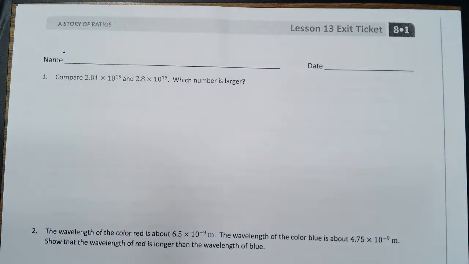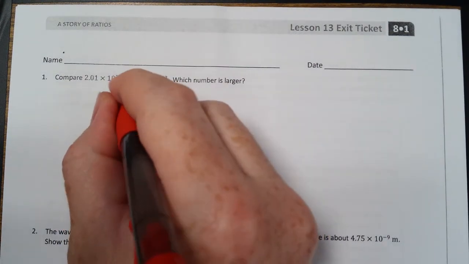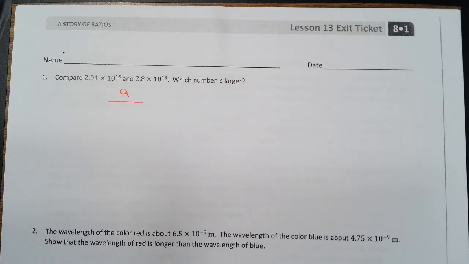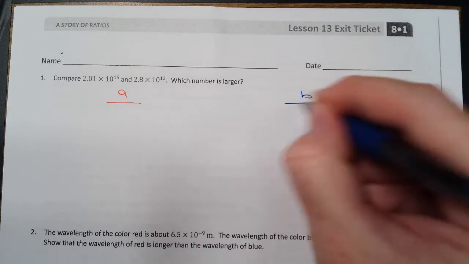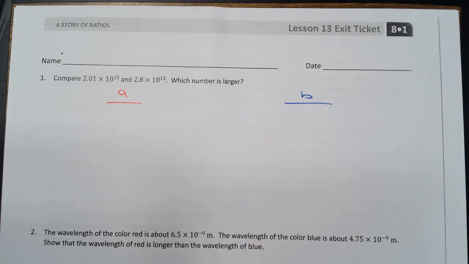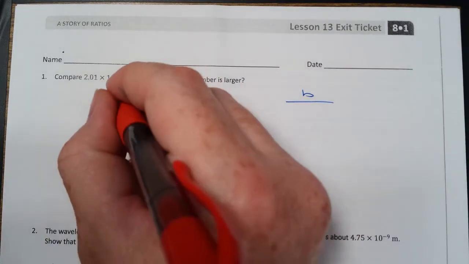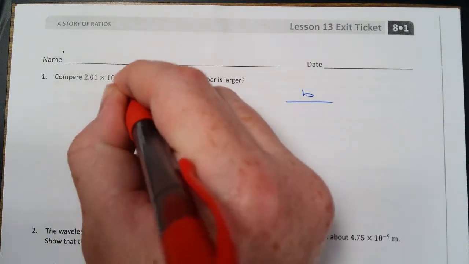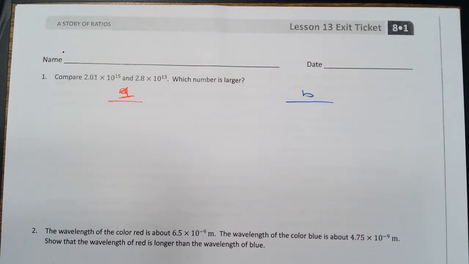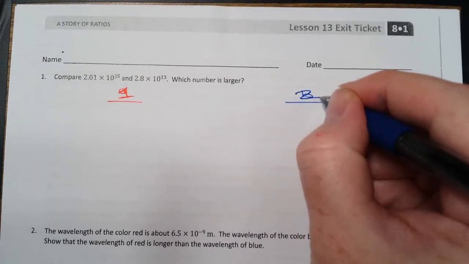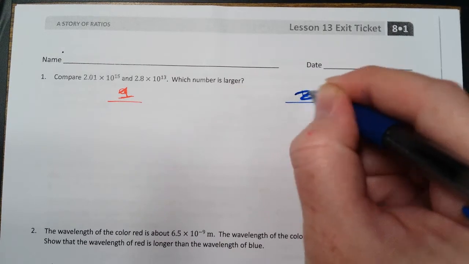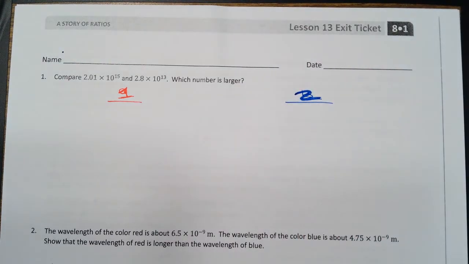Number 1, compare those two numbers. Which one is larger? You can use right way number 1, where you look at the place values, or you can use right way number 2, where you make the place values match. Try it on your own.